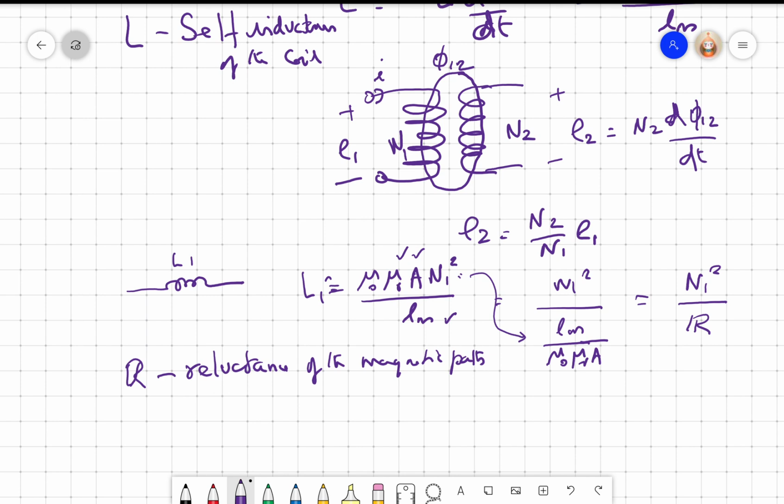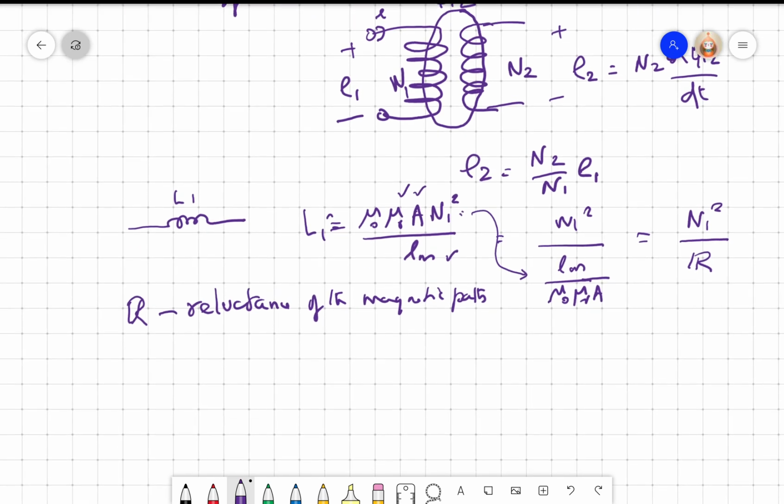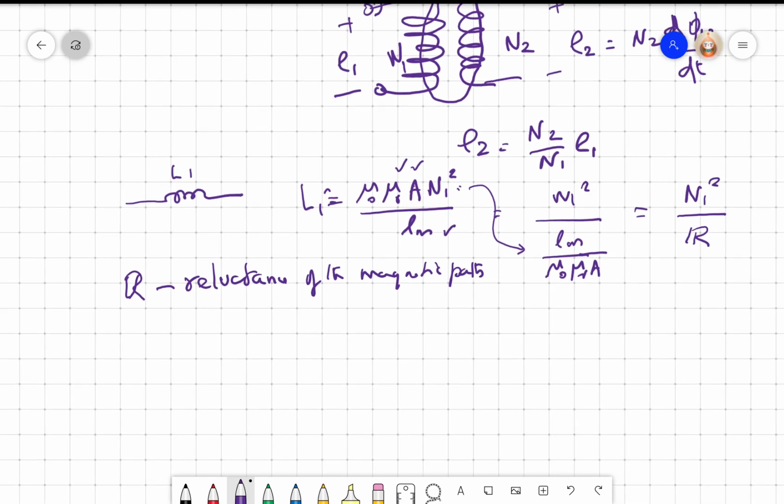So in fact, we normally call the reluctance as equivalent to the resistance in the electrical circuit. In the magnetic circuit, reluctance behaves like a resistance. If reluctance is more, flux is less. If reluctance is less, flux will be more, for the same given magnetomotive force.